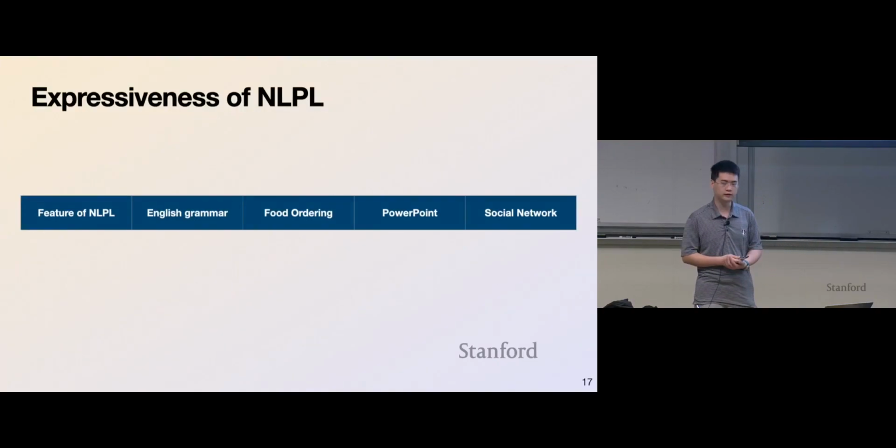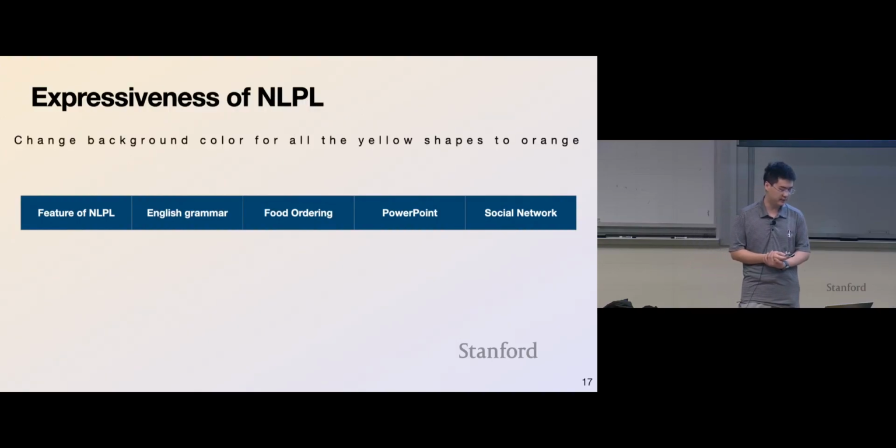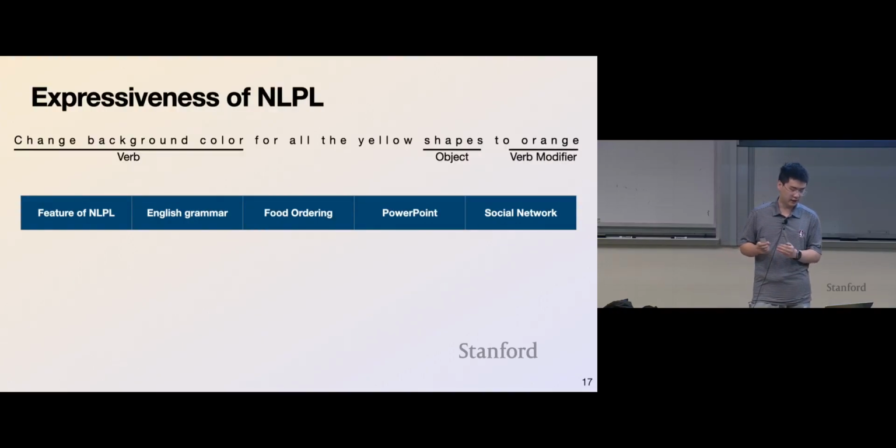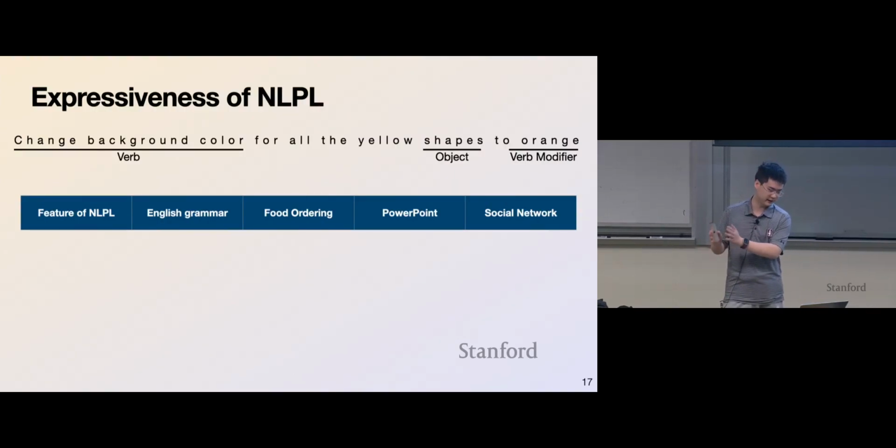And to talk about more language features of NLPL, here's an example of a sentence. Change background color for all yellow shapes to orange. As a typical English sentence, almost all English sentences at least have a verb, which is change background color, for an object, which is shape. In this case, we slightly modify the verb. We say change color to orange, the specific target that I want. And I also filter the shapes by saying I want only the yellow shapes.